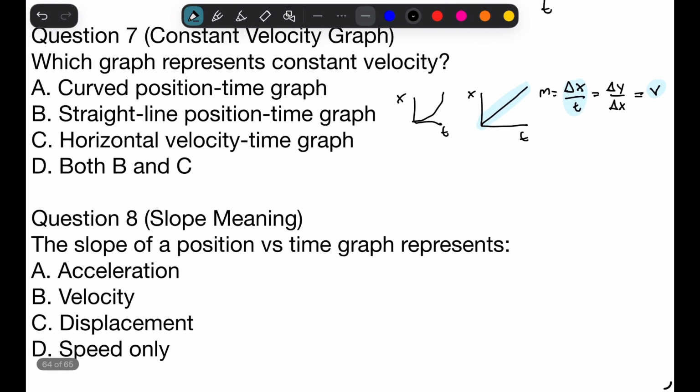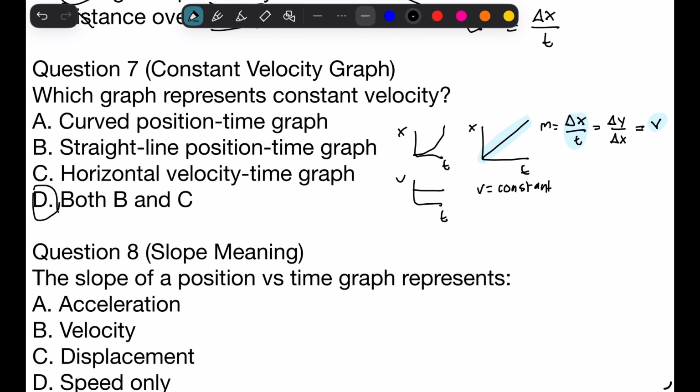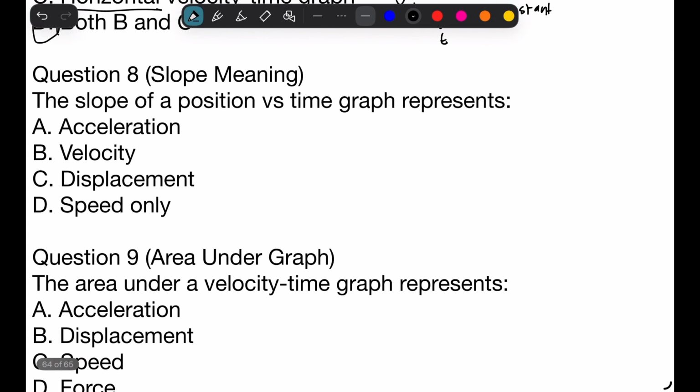Now, how do we also have a constant velocity if we have a v versus t graph? Constant on a velocity versus time graph just means that your velocity has to be equal to one value. It can't be changing. So it would just be a horizontal line. Now let's see. This is going to be both B and C. We're going to have a straight line position time graph, which means a straight upward line, and also a horizontal velocity time graph.